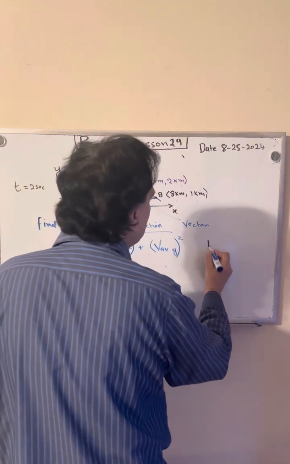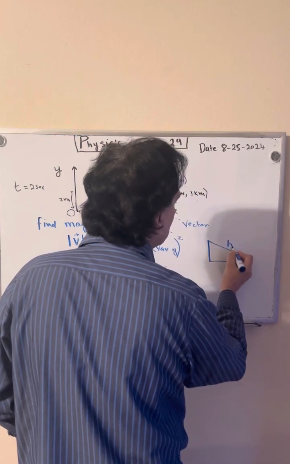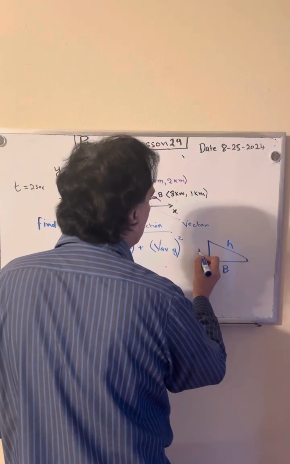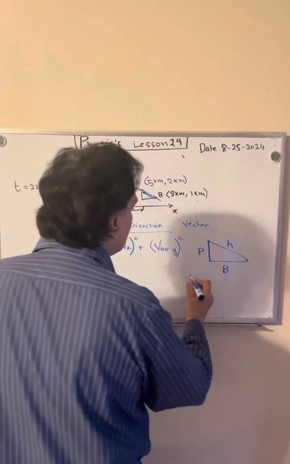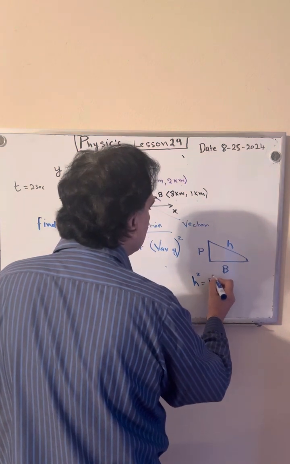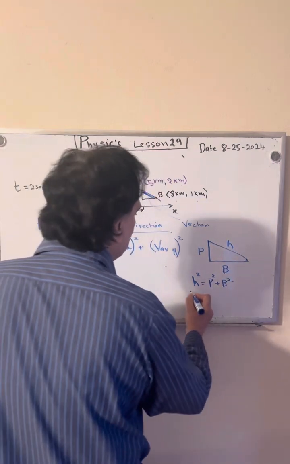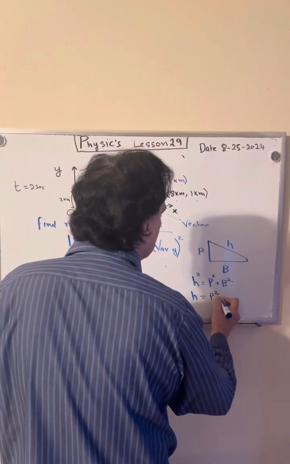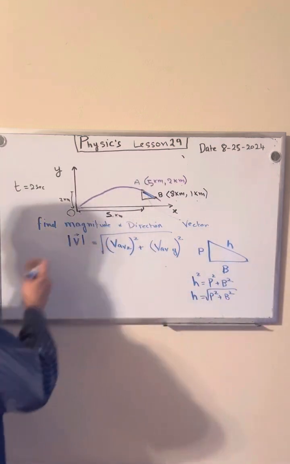Anytime when you have a right angle triangle like this, right, you have hypotenuse, you have base, and you have perpendicular, or you can call it altitude. All right. So then the Pythagoras theorem says hypotenuse square is equal to perpendicular square plus base square, right? And then we can do this. We can say h is equal to the square root of p square plus base square. So that is exactly what I'm doing right here.